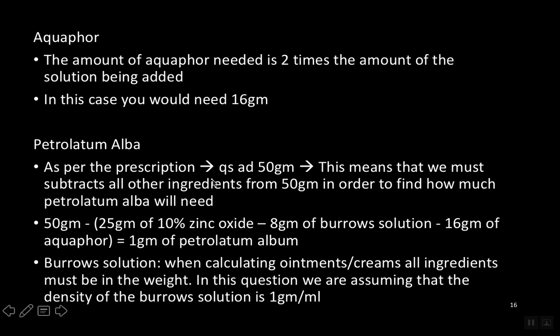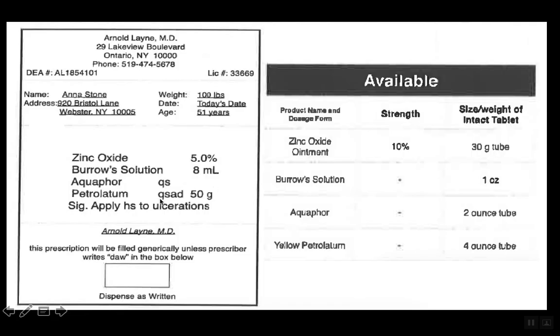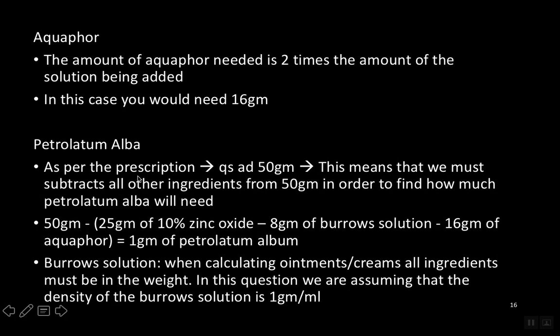Petrolatum alba, it says QS, right? QS add up to. So, like I said, you usually add the base last. You QS up to whatever they tell you to. So the question was asking how much petrolatum alba you use. It's going to be based on subtracting all the active ingredients. So here we have 25 grams of the 10% zinc oxide, 8 grams of the Burroughs solution, minus 16 grams of the Aquaphor. You're going to get 1 gram of the petrolatum alba that you have to add.